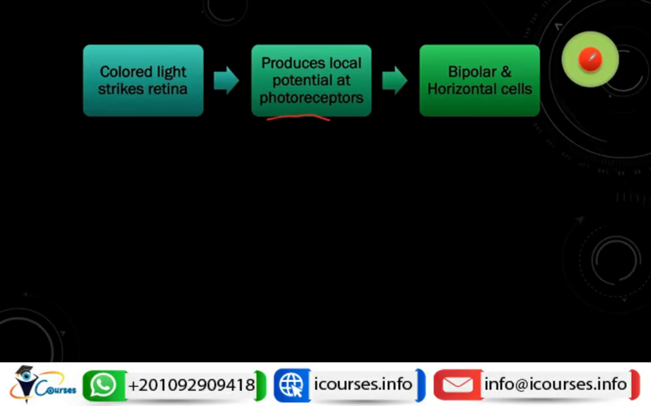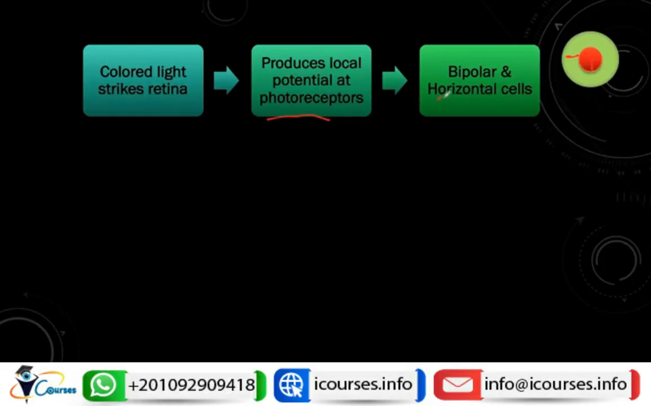So they will cause stimulation of the center and inhibition of the surround, causing depolarization of the center, leading to stimulation of the red on bipolar cells. The depolarization of these bipolar cells will cause transmission of the impulses to the ganglion cells.